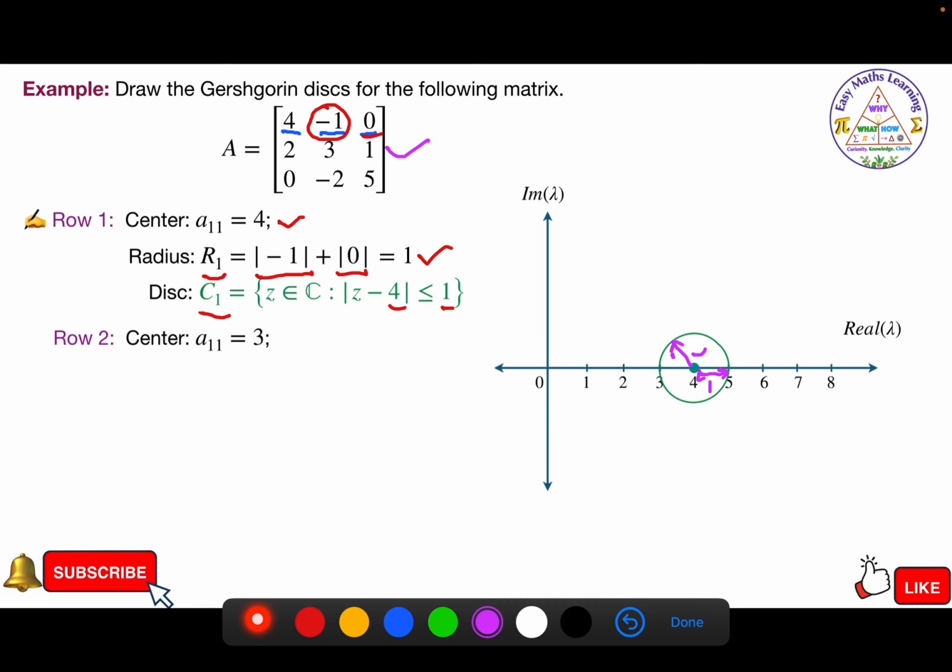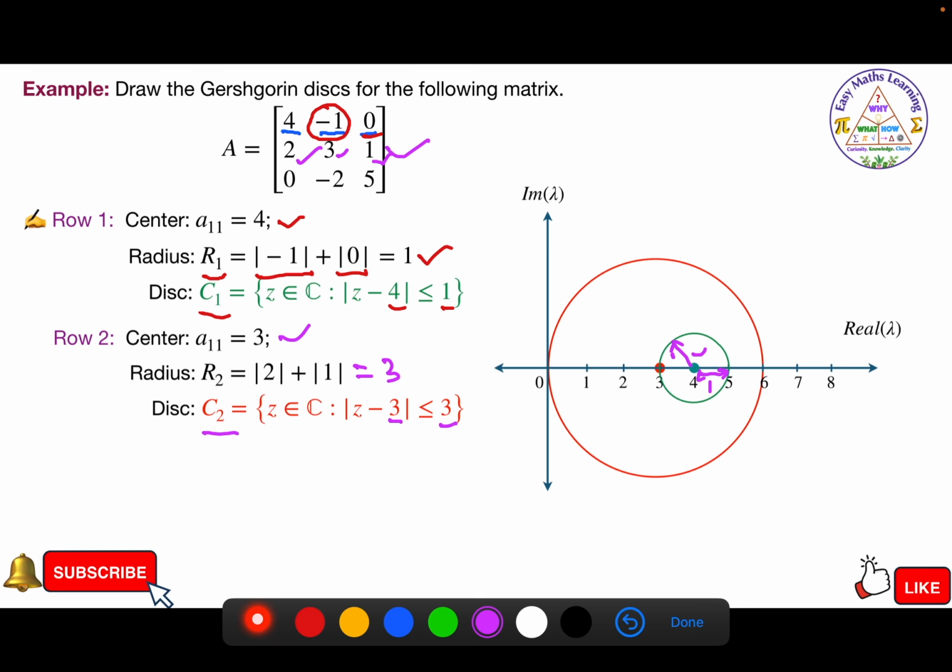Now corresponding to the second row. In the second row, A22 is 3. So the center will be 3 and the radius is the sum of modulus of non-diagonal entries. Modulus of 2 is 2, modulus of 1 is 1, so we are getting 3 here. So corresponding to the second row, we get this disk C2 with center 3 and radius 3. In this diagram you can see the center is 3 and the radius also is 3. You can see here 1, 2, 3.